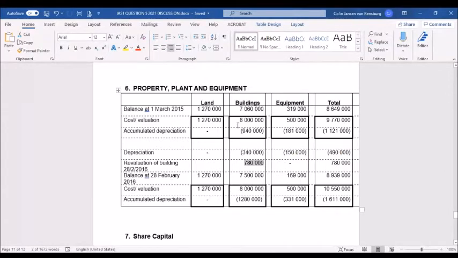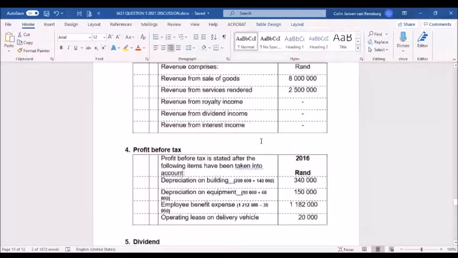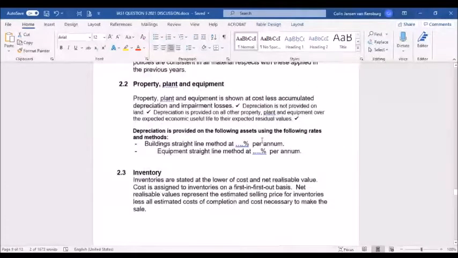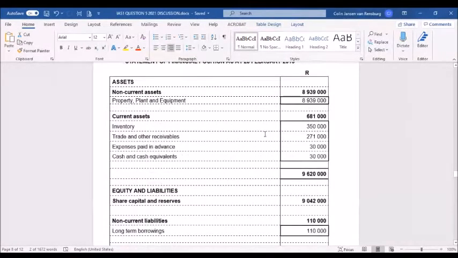So just for the sake of completeness, we've added this property, plant, and equipment note there so that you can see where those figures come from. But if they don't require you to draw it up, you can simply add up the opening balances or closing balances that you find in your trial balance. But then don't forget about any adjustments that you've made by means of journal entries. Okay, so then we get to our current assets, right?